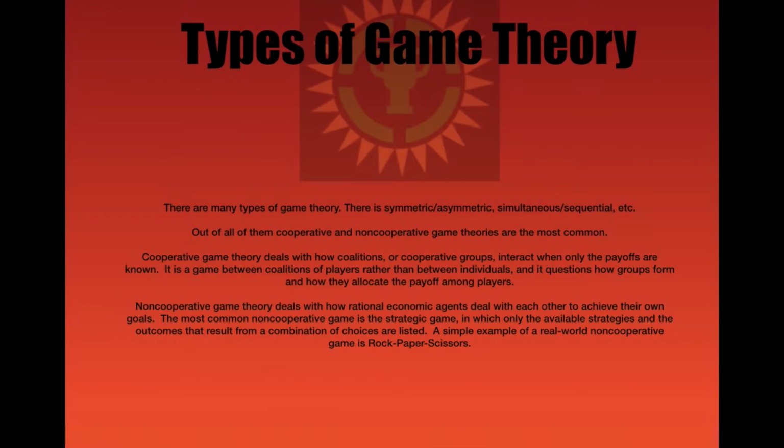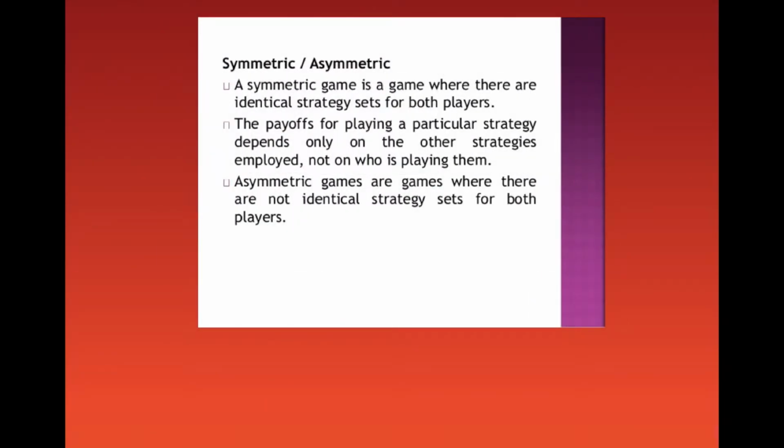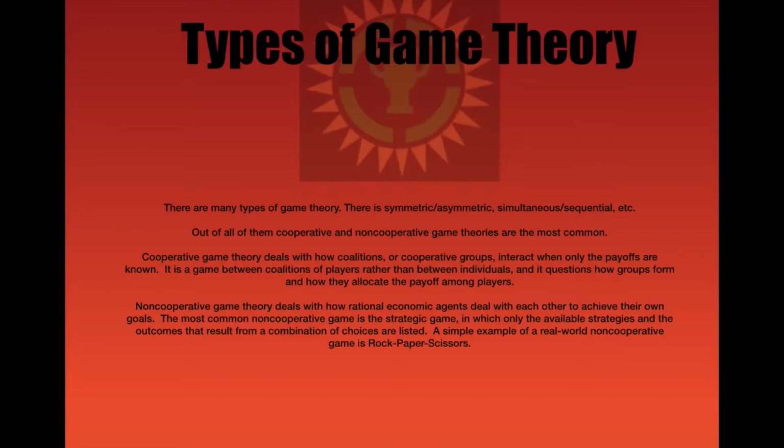So, types of game theory. There are many types of game theory. There is symmetric/asymmetric. A symmetric game is a game where there are identical strategy sets for both players. The payoffs for playing a particular strategy depend only on the other strategies employed, not on who is playing them. Asymmetric games are games where there are not identical strategy sets for both players.